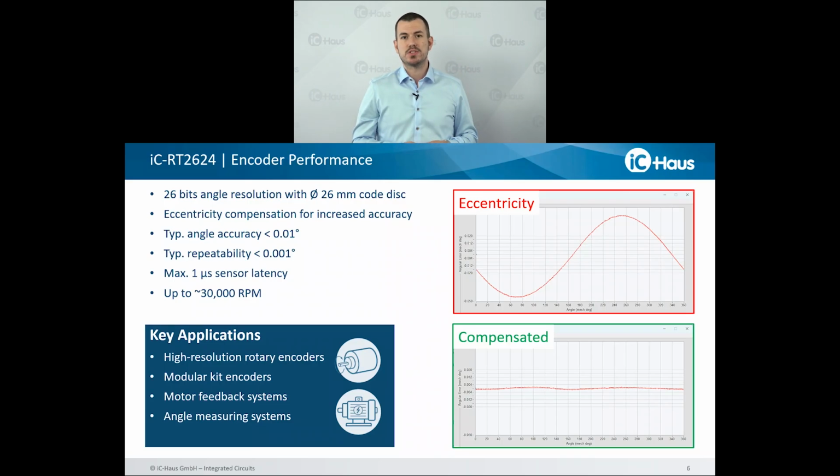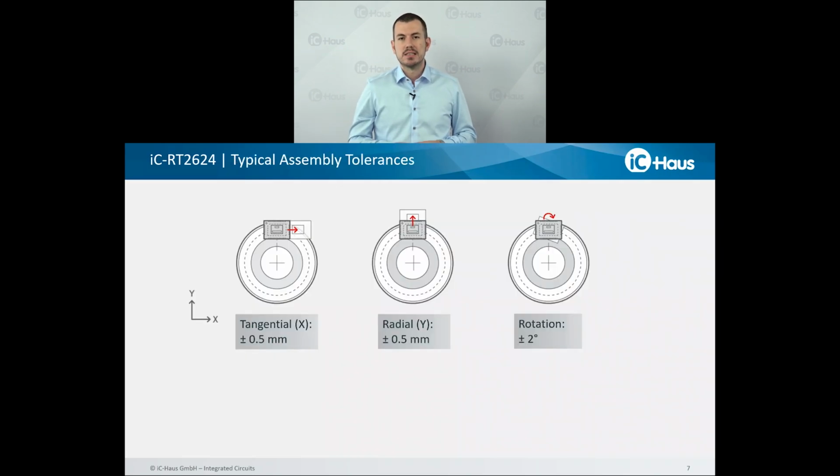Performance usually comes with some price, the price of a tight assembly. For this sensor, it does not. Okay, that must be clear. This is one of the main excitement features of the sensor. The production and assembly is super relaxed. So in tangential direction, sensor versus code disk, the static displacement tolerances are plus minus 0.5 millimeter. In radial direction, same number, plus minus 0.5 millimeter of static displacement tolerances.